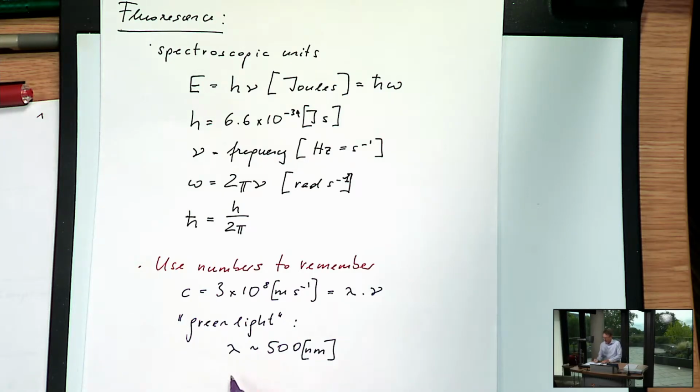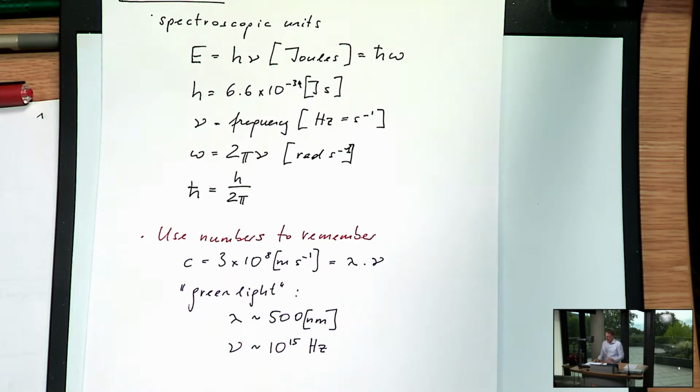The frequency at which green light oscillates in time is 10 to the 15 hertz. So again, that's a huge number. It's an enormous number. So 10 to the 15 times per second. So that together gives you roughly this number here. These are just in the right ballpark to get you going, so you remember those.